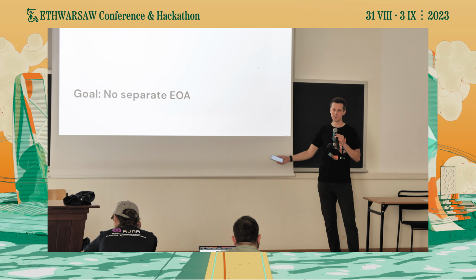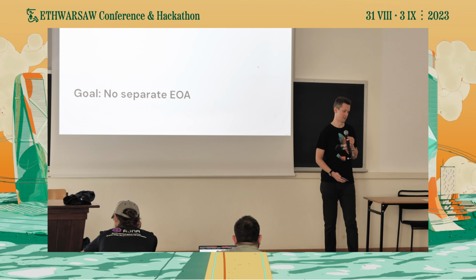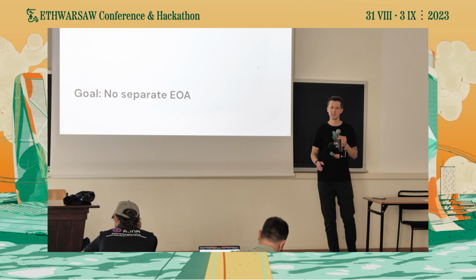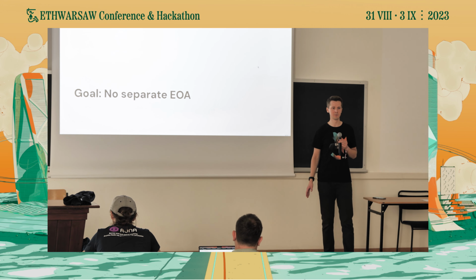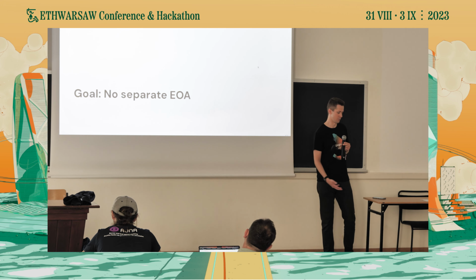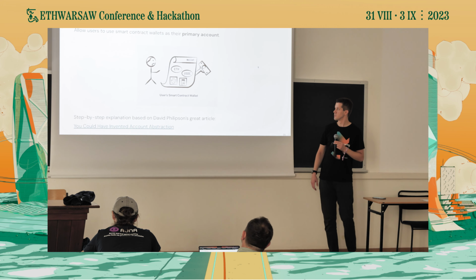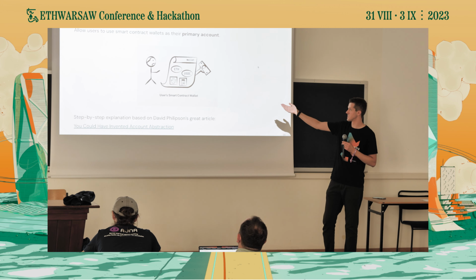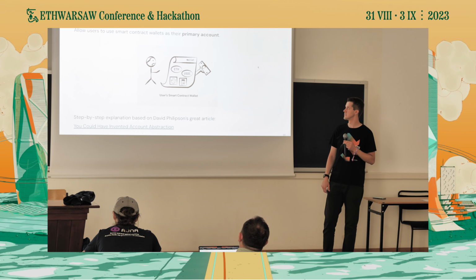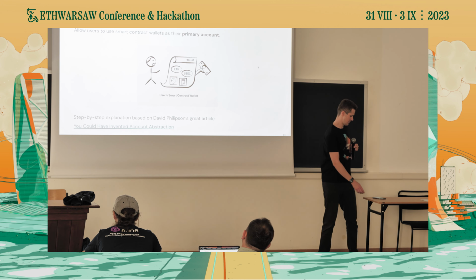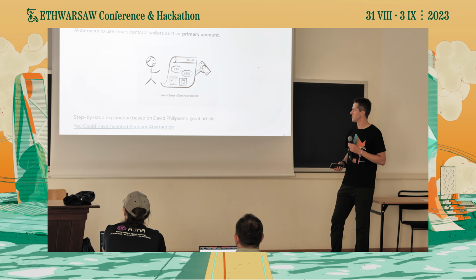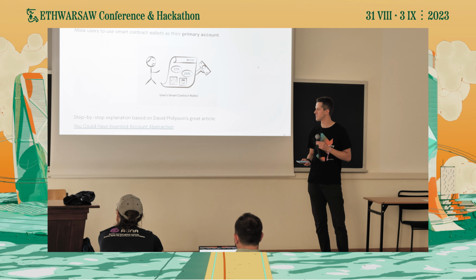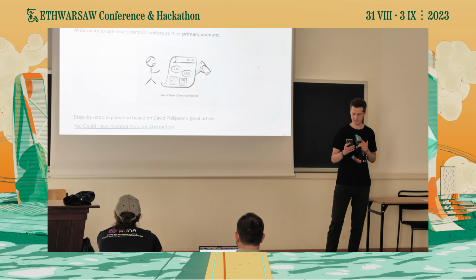Okay, so let's go further because you'll see how we could improve the scheme. I mentioned already the problem. You still need to have a separate externally owned account to use your smart contract wallet. It's not like a standalone wallet at all. So what we want to achieve is this scenario where the user uses only the smart contract wallet. And I'm going to base the explanation on a great article by David Phillipson, "You Could Have Implemented Account Abstraction Yourself". I recommend it a lot.